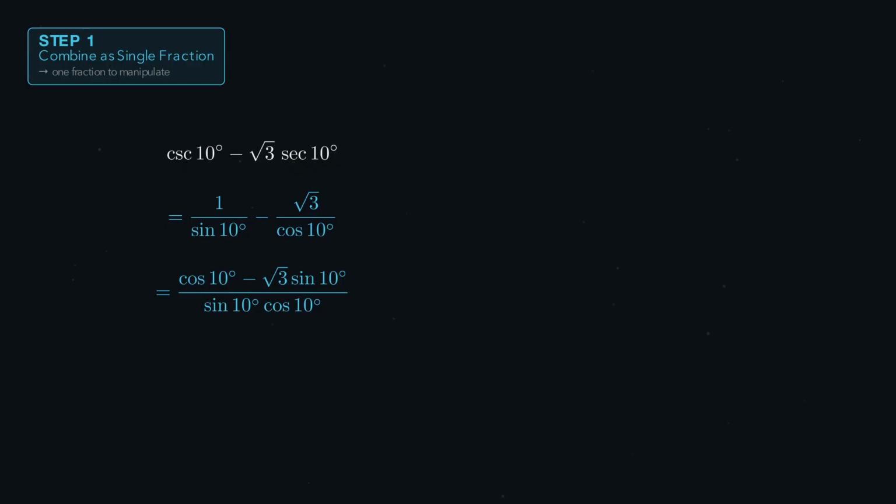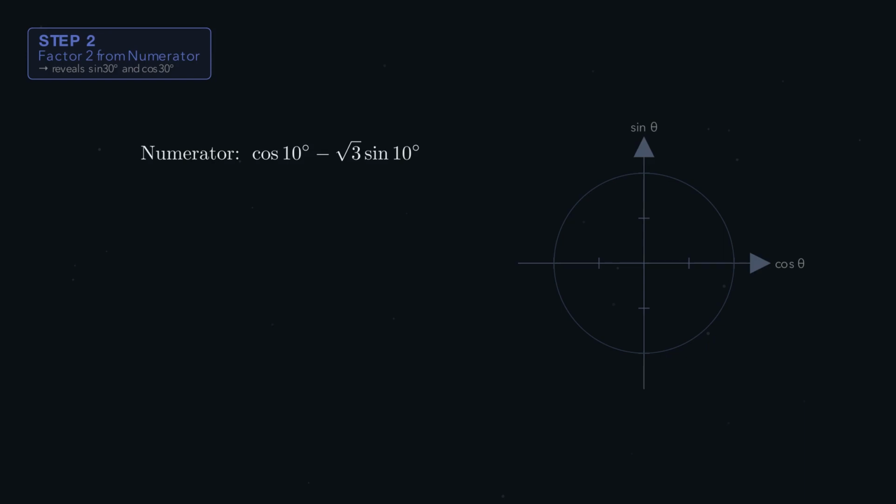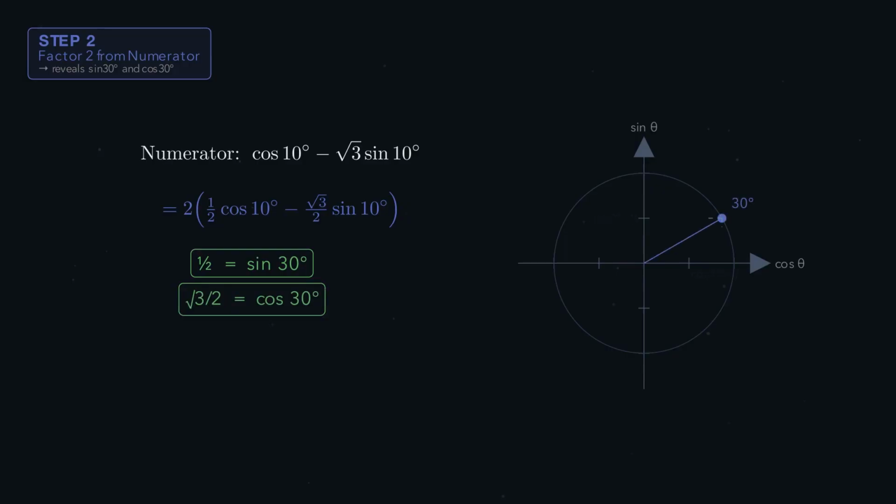We start by writing cosecant as 1 over sine and secant as 1 over cosine. Combining over the common denominator sine 10 times cosine 10, the numerator becomes cosine 10 minus root 3 sine 10. One fraction, much easier to work with.